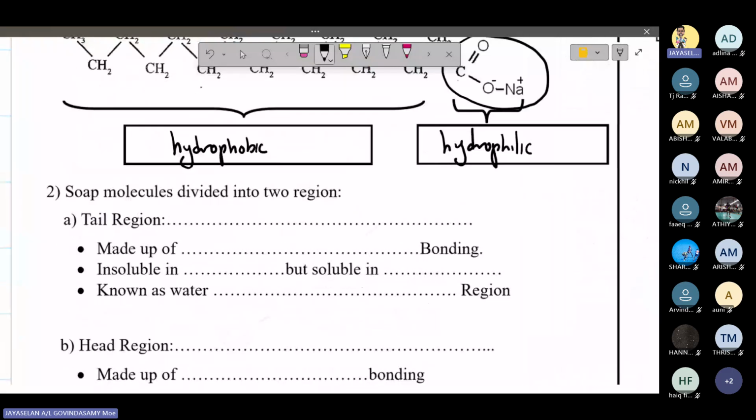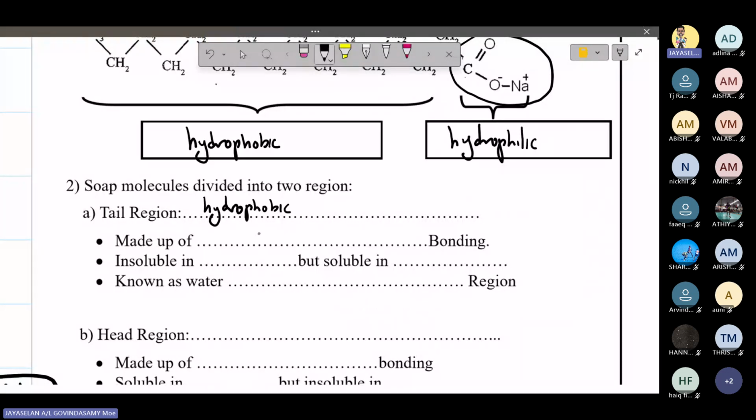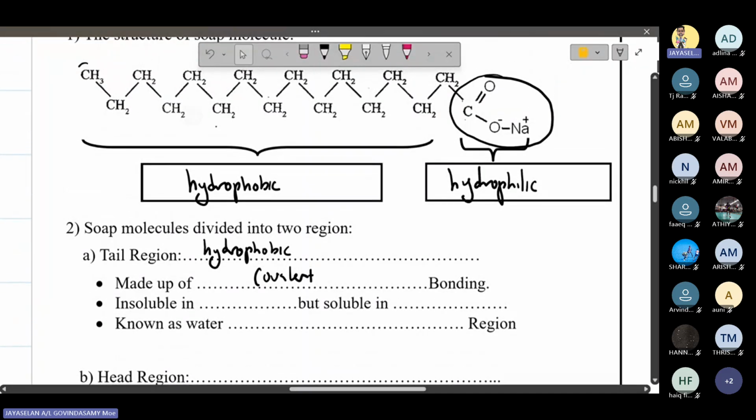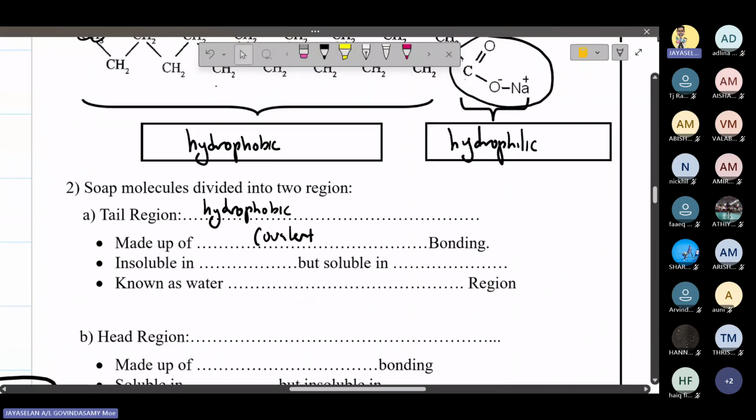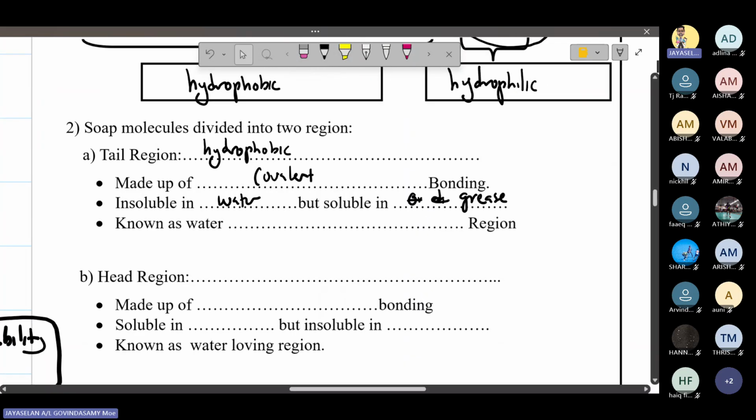Hydrophobic region. Okay, the tail region is known as what? Hydrophobic region. It is made up of what bonding? Covalent bond. Okay, if you see here, carbon non-metal, hydrogen non-metal, all non-metal, covalent bonding. Covalent bond insoluble in water, but soluble in what? Soluble in, you all put grease. Grease lah. Grease is organic substance.